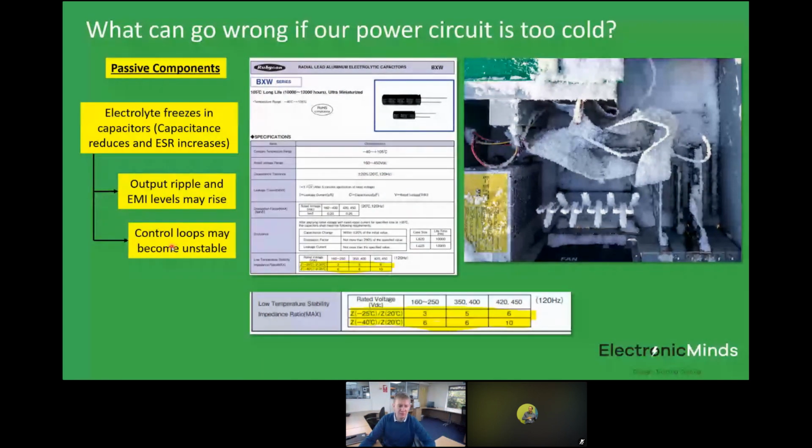And in the worst case, if you've not designed a robust control loop, your control loop could become unstable down at low temperature. So you need to quantify this sort of stuff and actually perform stability tests at low temperature as well.